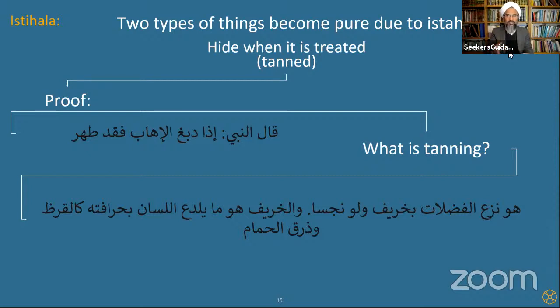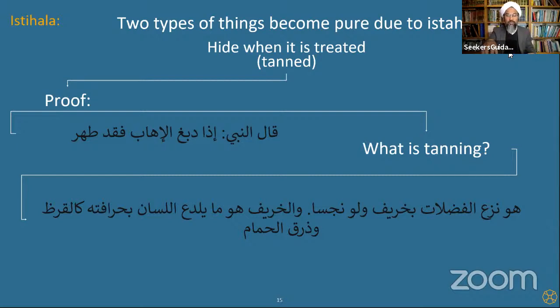A person slaughters a sheep. That's a different issue altogether, because when you slaughter an animal according to Islamic rites, automatically the meat and the hide are considered pure, although it is recommended, but by no means compulsory, for you to tan the hide. Here you find a dead animal and you remove the hide and you want to purify it. How do you purify it? By tanning. What is tanning?